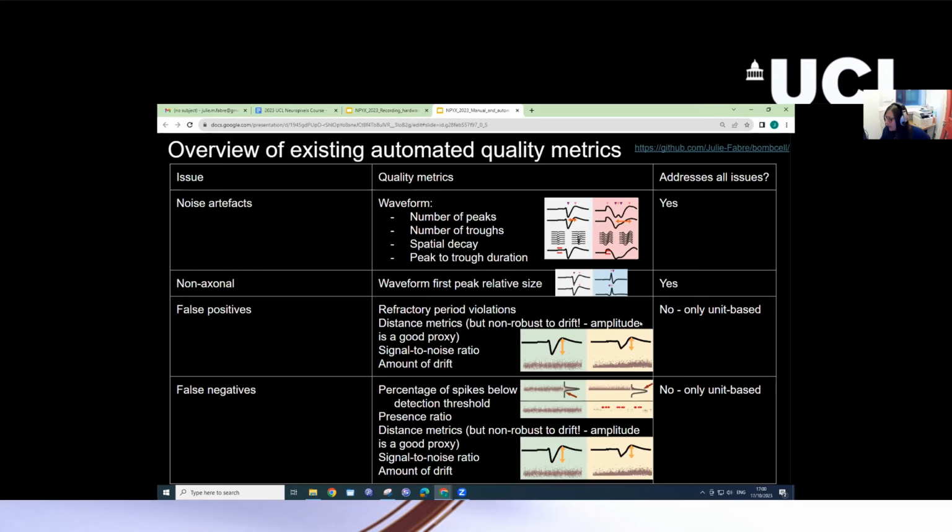And we found that using a unit's amplitude is a really good proxy for how well its spikes are isolated from other units. Units that have higher amplitude are closer to the probe and typically do not have false positives and false negatives. We can also look at a waveform signal-to-noise ratio and try to quantify the amount of drift.